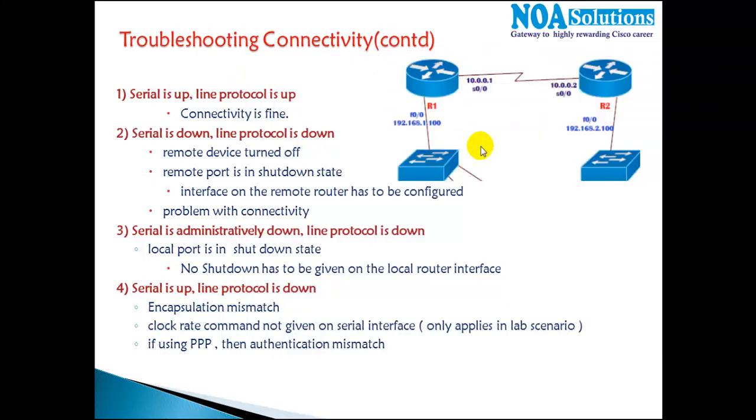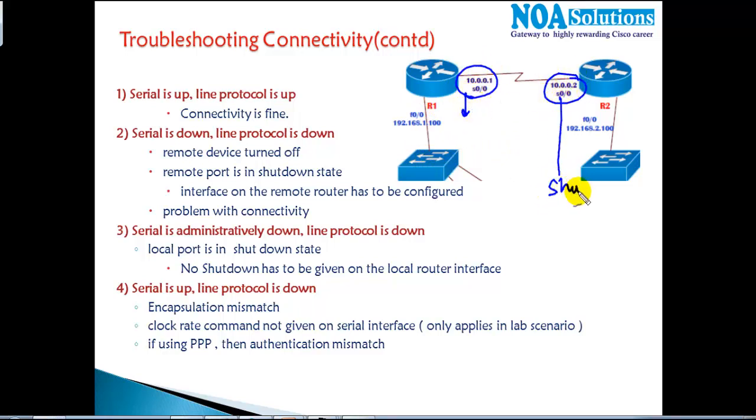And remember one more thing: if this particular port is in shutdown state, on the local router you will see administratively down, but on the opposite side you will see down and down. So that's the difference. On the local port you'll see administratively down, but on the remote port you'll see down and down. So don't get confused here.